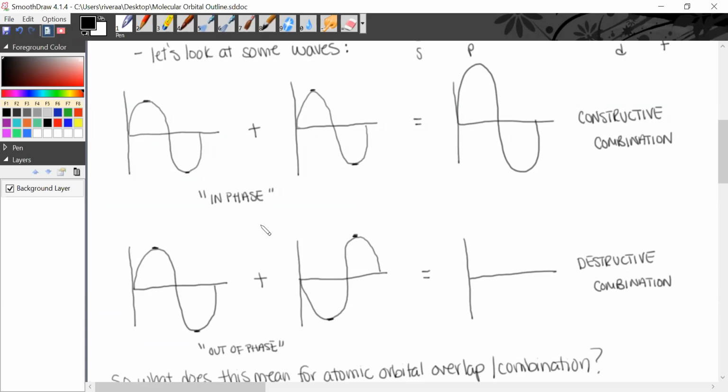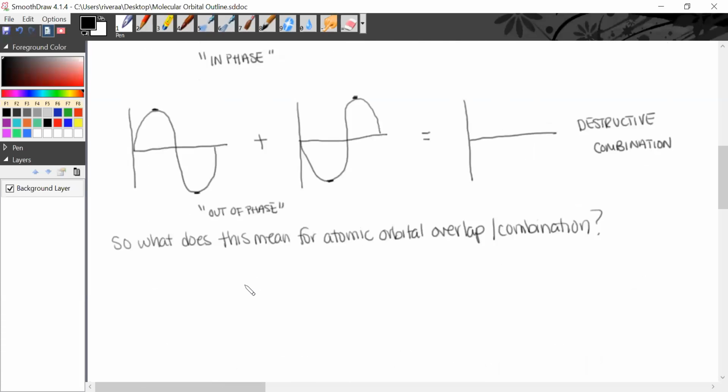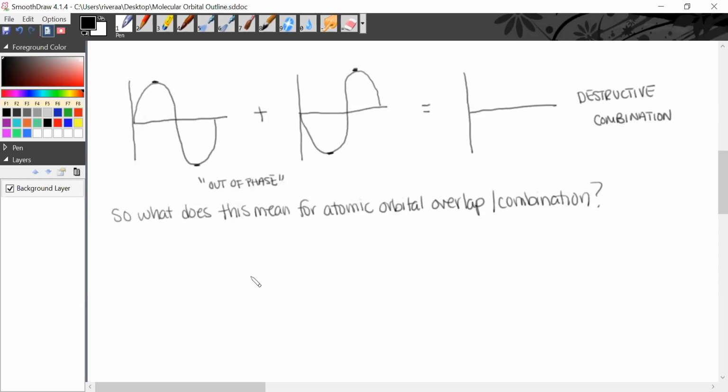Okay, so that's just a fact about combining waves. What does that mean for us when we're thinking about these atoms? Like when the 1s orbital overlaps with the 1s orbital, the fact that that can happen constructively and destructively, what does that mean? If I'm going too fast, let me know. Okay, here's what it means.